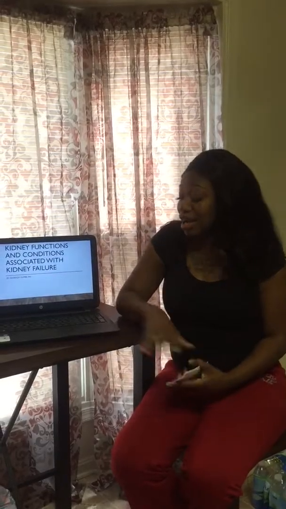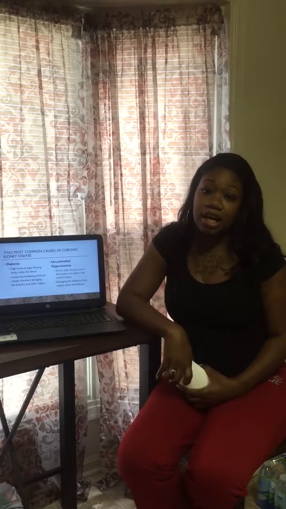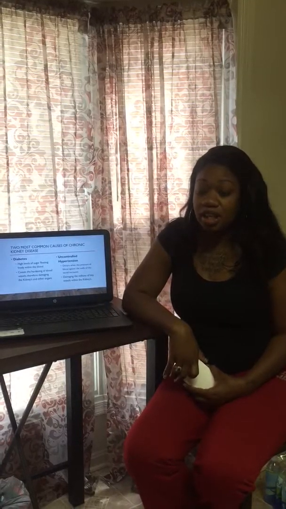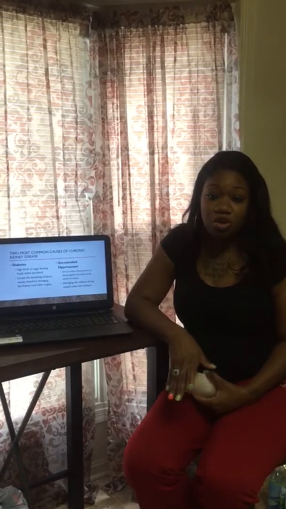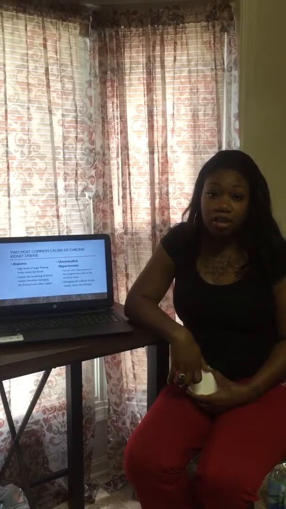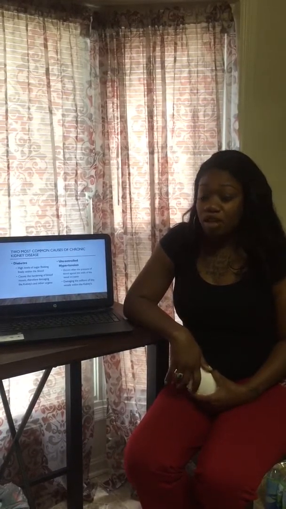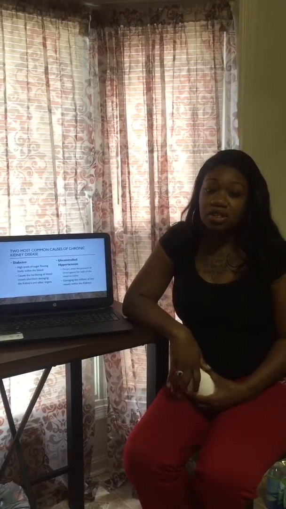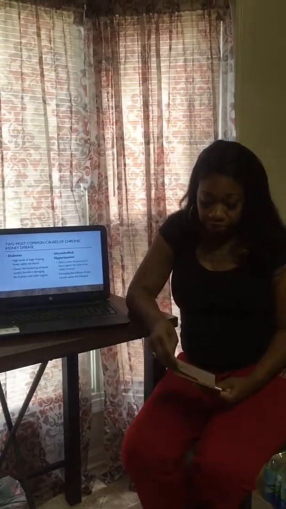The two most common causes of chronic kidney disease are diabetes and uncontrolled hypertension. And diabetes is the number one cause, which is when there are high levels of sugar floating in the blood vessels, which causes the vessels to harden and it destroys the kidneys and other organs. Now, uncontrolled hypertension is when the force within the blood vessels is increased, and that also damages the blood vessels.